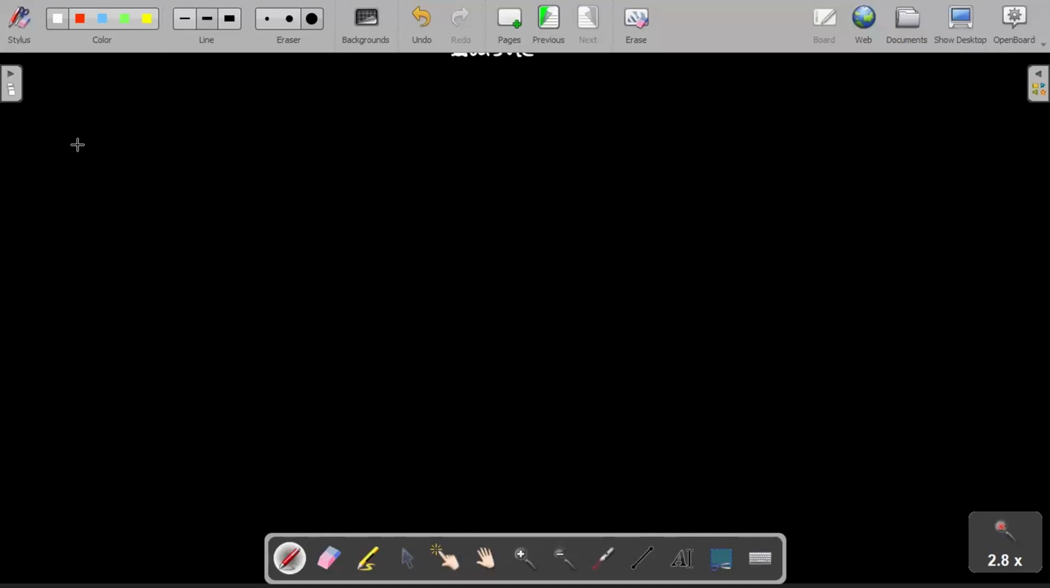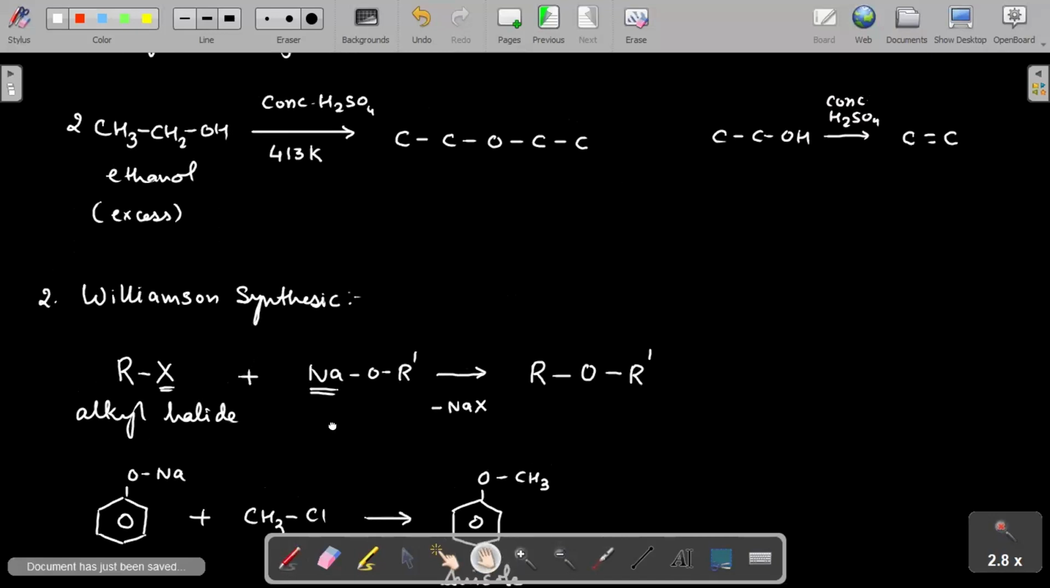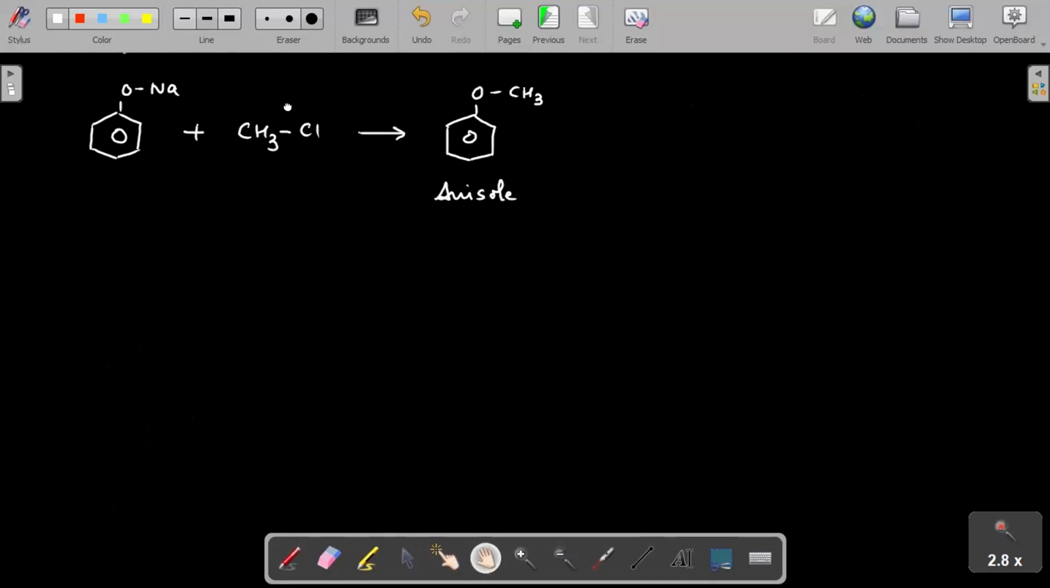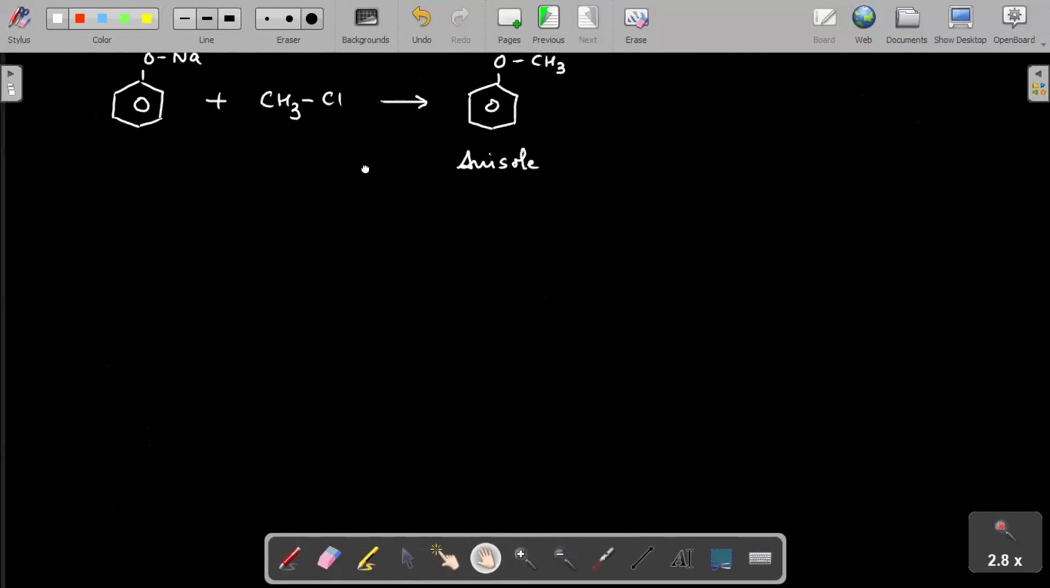These are the two important processes of making ethers. Okay, one Williamson synthesis again and dehydration of the alcohol. Now let us go with the chemical properties of ether.